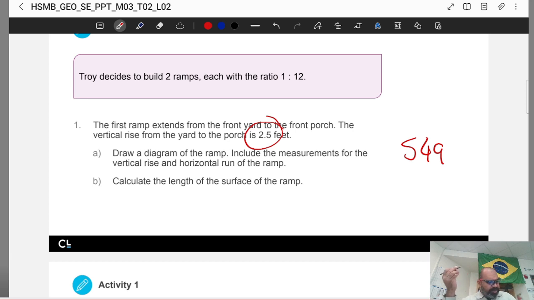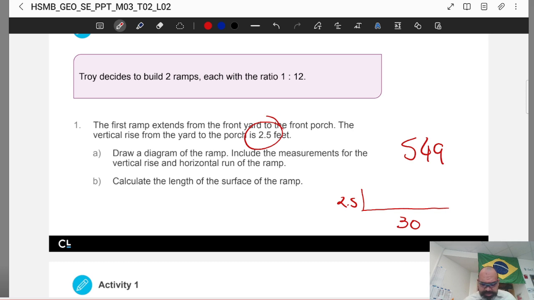Probably you finished. Probably you got it. The thing is 30 feet by 2.5. Follow this. That's 2.5 times 12. Easy. And the length, if you calculate it, is 30.1 feet. That's the length.